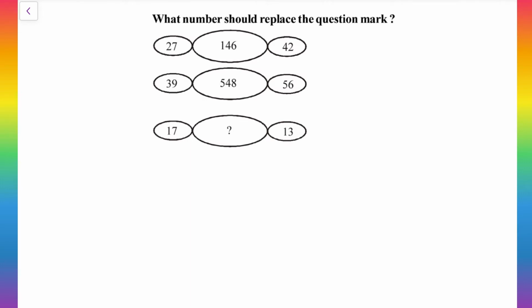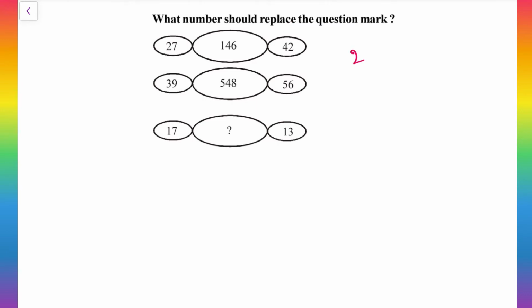Okay, if you observe this, 27 and 42 are on both sides, and in the middle 146 is there. So it means 27 and 42, if you do something, we need to get the middle number 146. Let us check. First, I will go with the addition process only. Outside numbers 27 plus 42, we get 69. 69 and 146, no relation.